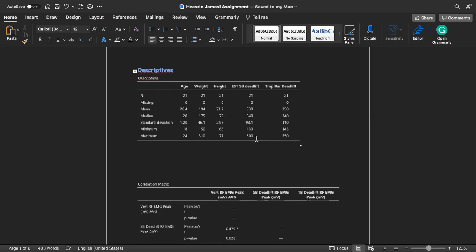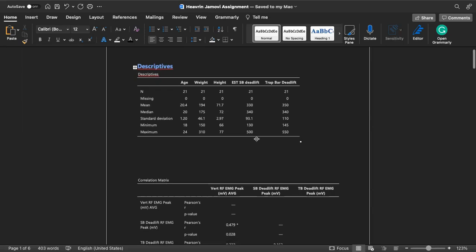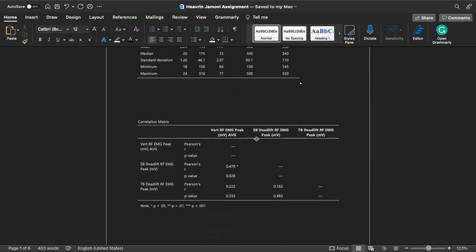During this study, we only found one thing to be statistically significant, and this was using, as you can see right here, this correlation matrix. This was the straight bar deadlift rectus femoris EMG activity, compared to the vertical jump rectus femoris EMG peak. This is significant because the p-value is less than 0.05, which shows that it's most likely statistically significant. And then the R value matches up too.